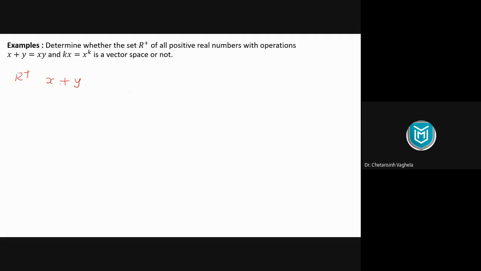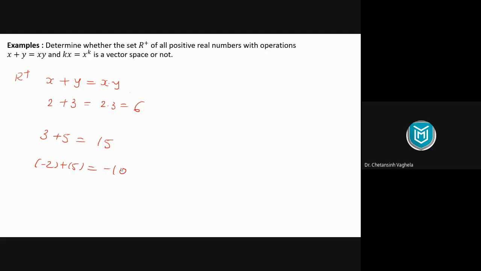x plus y is actually defined by multiplication. This multiplication is the ordinary multiplication, the one we do in school. That means 2 plus 3 is given by 2 into 3, so my answer is 6. If I add 3 and 5, the answer is 15. If I add minus 2 and plus 5, the answer is minus 10. So this is how my addition is defined. Is it clear to everyone? Here the addition is given by ordinary multiplication.